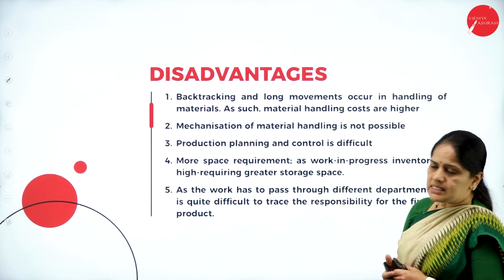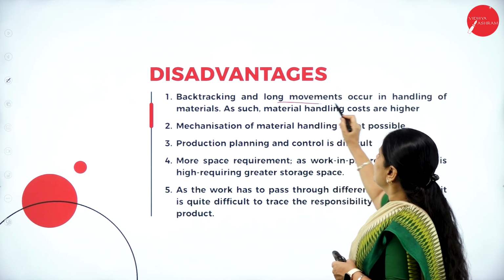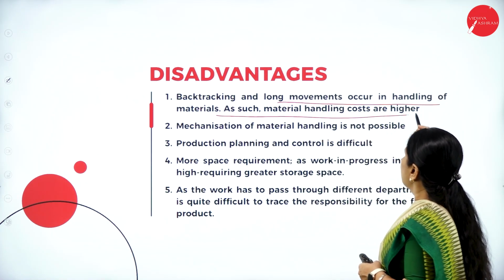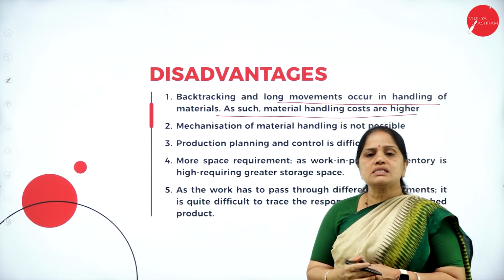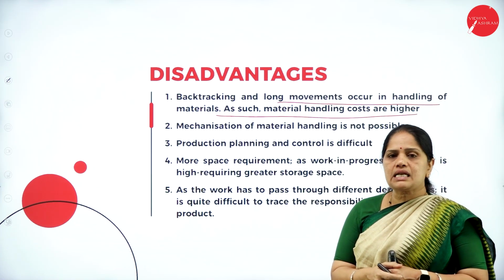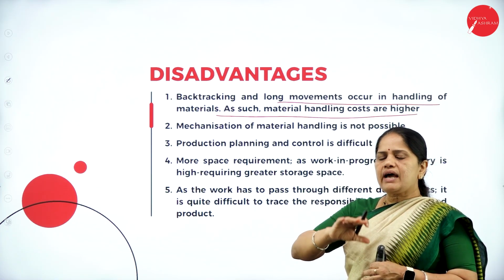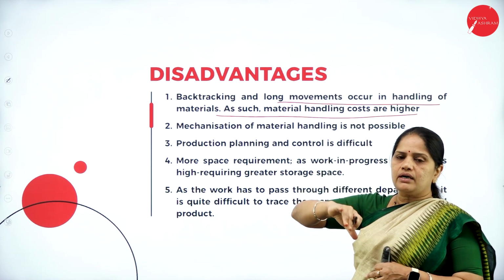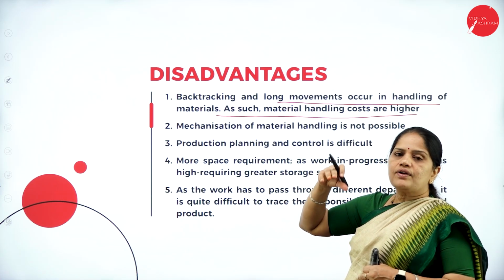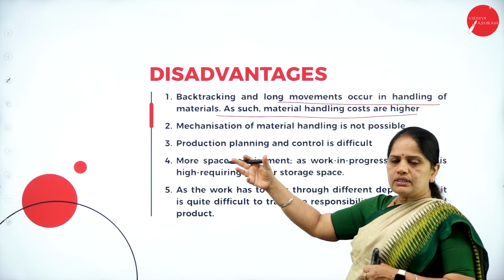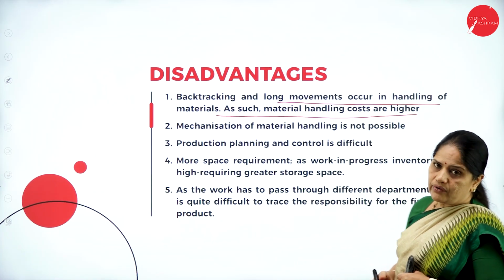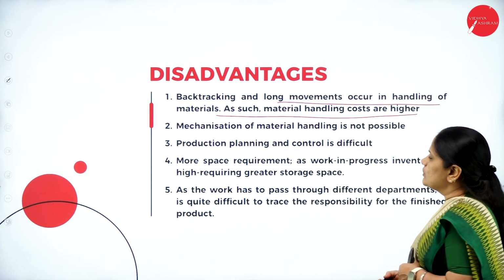So these are the advantages of the process layout. Next, going to the disadvantages: backtracking and long movements occur in handling of machines. As such, material handling costs are higher. In case of this kind of process layout, the materials have to move from one process to another. For example, from the lathe machine, it has to go to the grinding machine. From the grinding machine, it may have to go to the assembly. The material handling cost will be higher in case of this process layout.